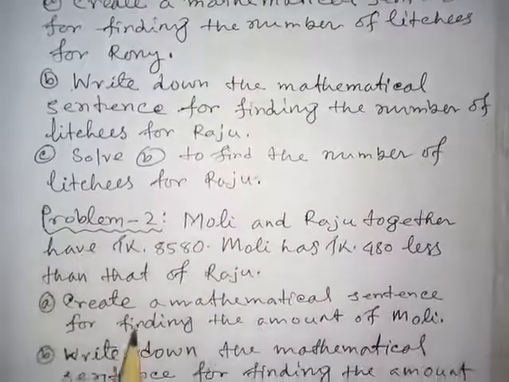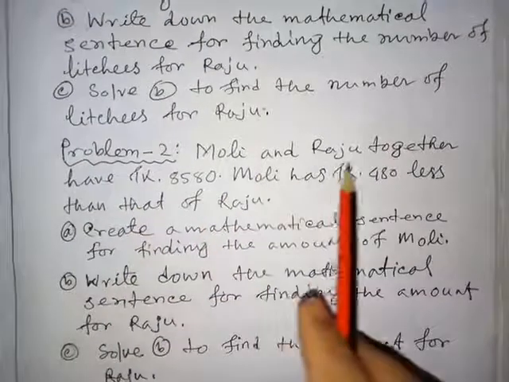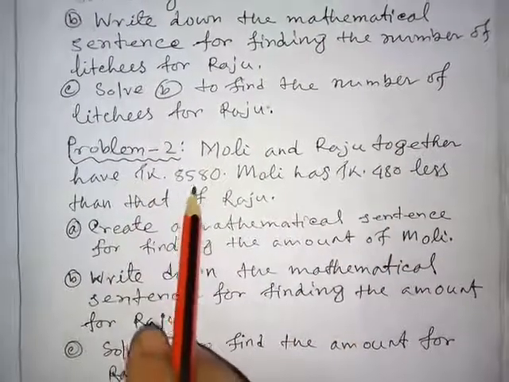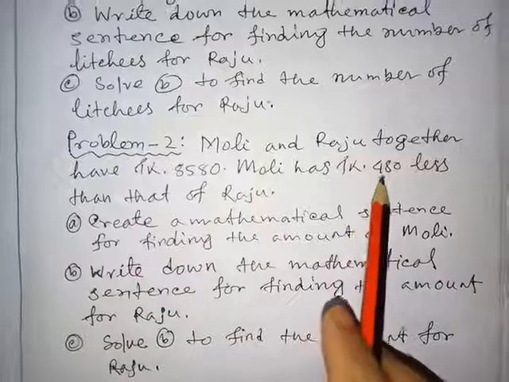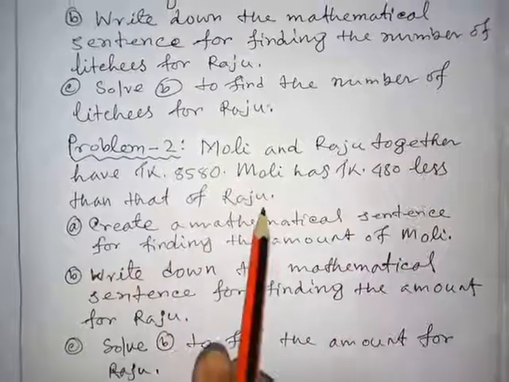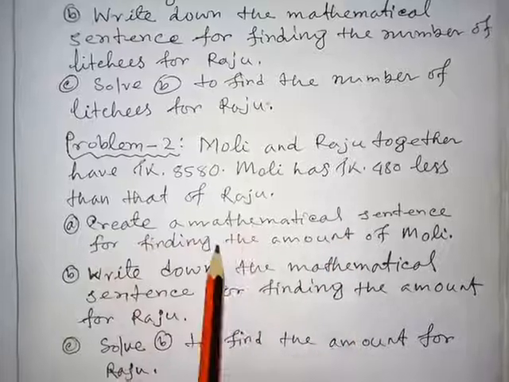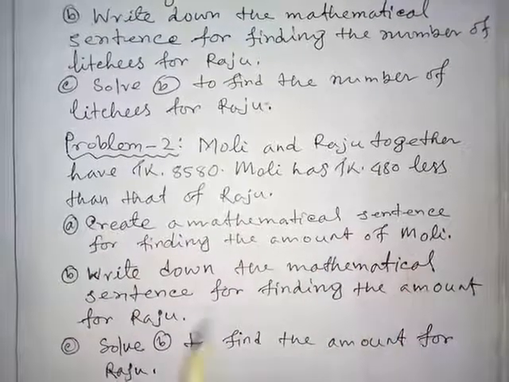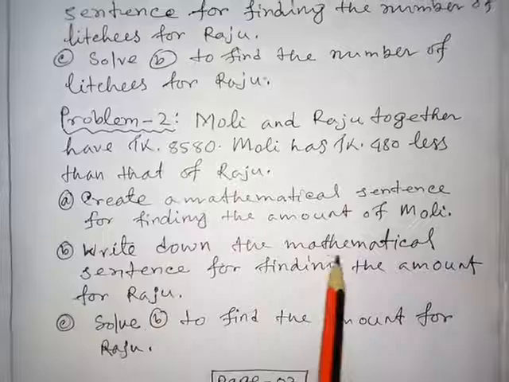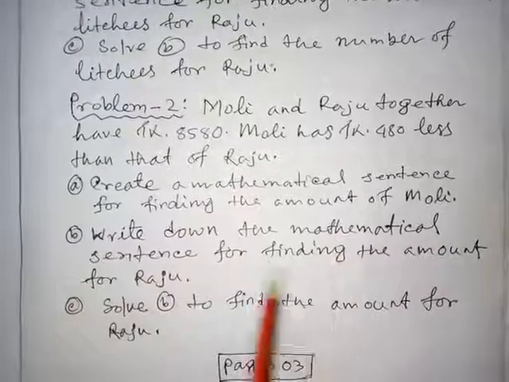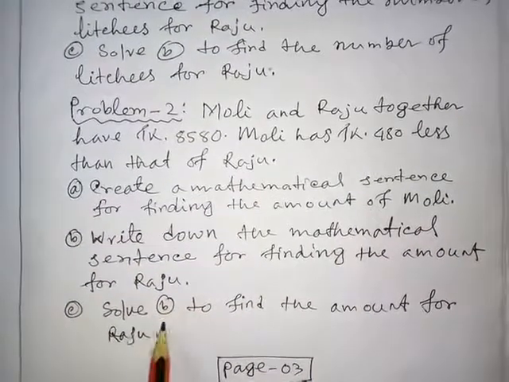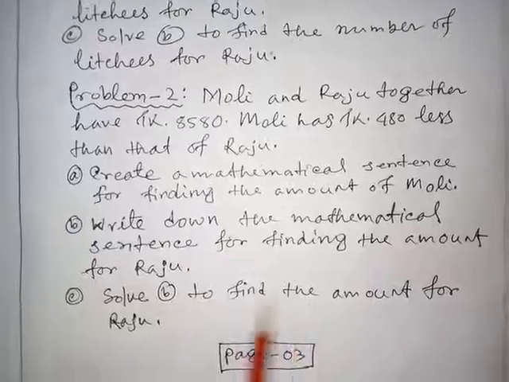Problem 2: Molly and Raju together have Taka 8,580. Molly has Taka 480 less than Raju. The first question: create a mathematical sentence for finding the amount of Molly. Then B: write down the mathematical sentence for finding the amount of Raju. Then C: solve B to find the amount for Raju.